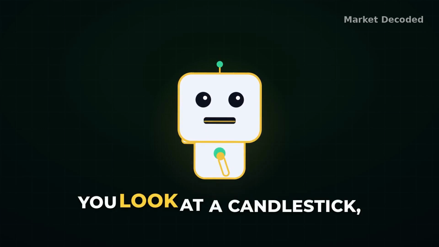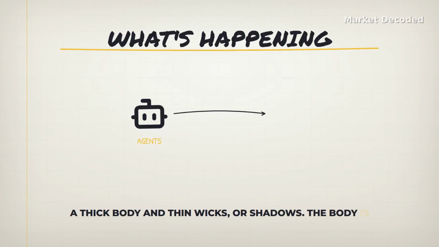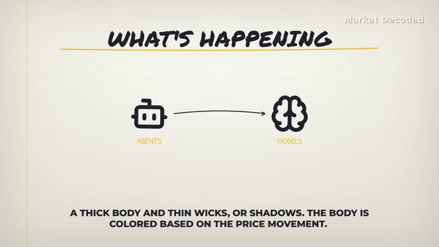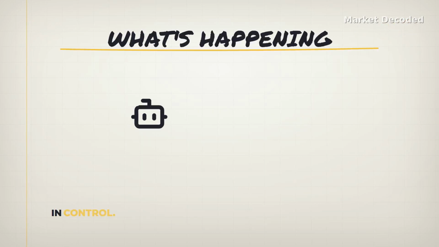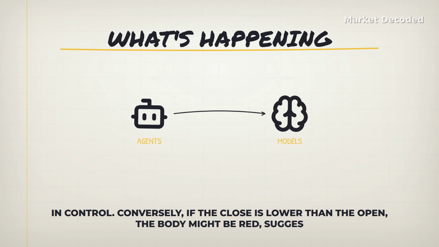Now, when you look at a candlestick, you see a thick body and thin wicks, or shadows. The body is colored based on the price movement. If the close price is higher than the open price, the body might be green, indicating buyers were in control. Conversely, if the close is lower than the open, the body might be red, suggesting sellers had the upper hand.